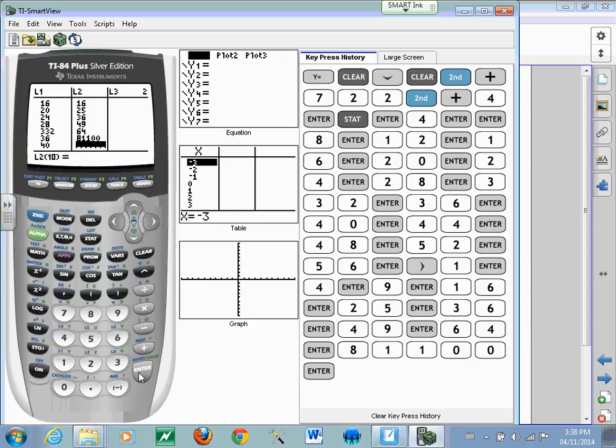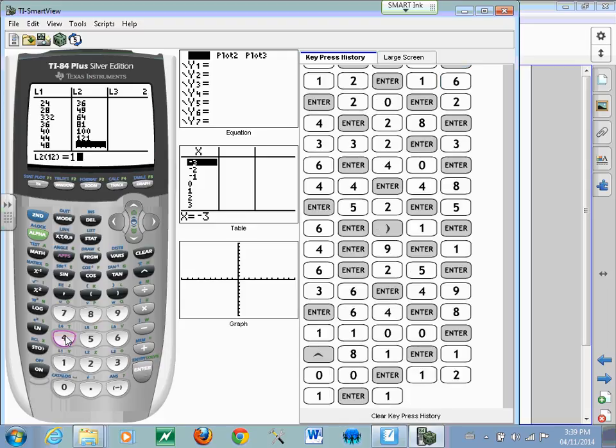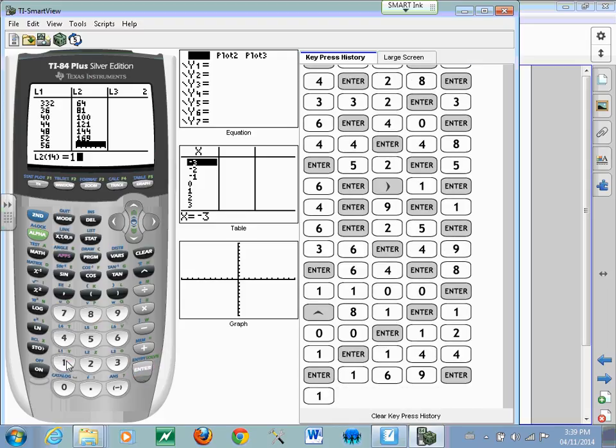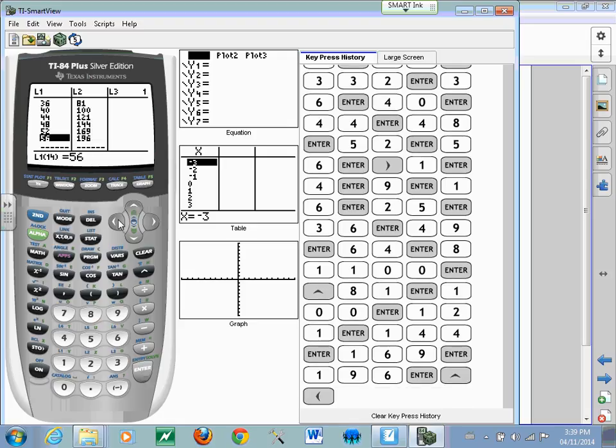Sorry guys, see, I made a mistake there. So that's got to go 81, enter, 100, enter. I'm almost done here, guys. Okay, make sure, ladies and gentlemen, that you have equal data points in L1 and L2. All right, go back to our lesson.